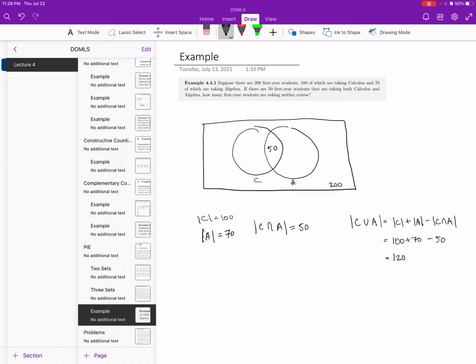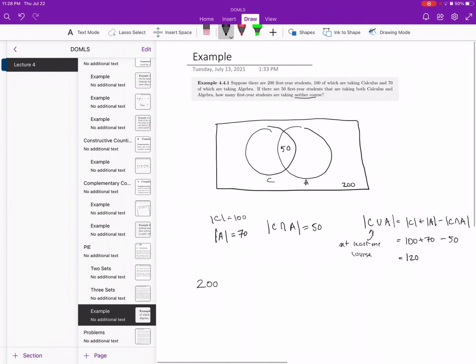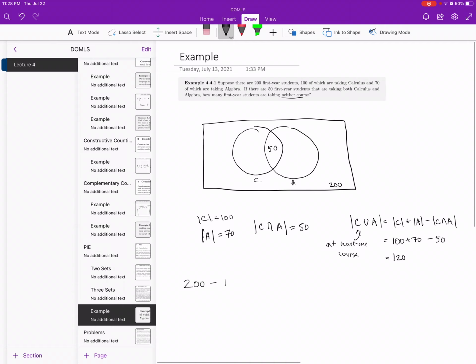Now, if we interpret this with words, it's the students taking at least one course. So now we're actually secretly using complementary counting. We know how many students are taking at least one course, so now how many are taking neither course? Well, we have our everything, 200, and we have what we don't want, which is 120. So we subtract to get 80 students, which is what we want: the number of students taking neither course.